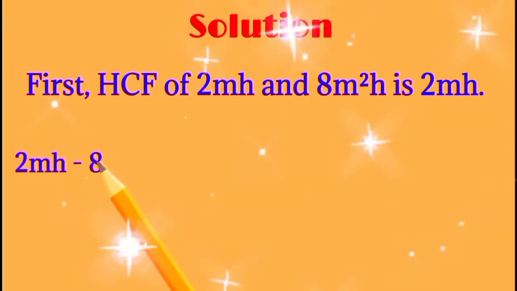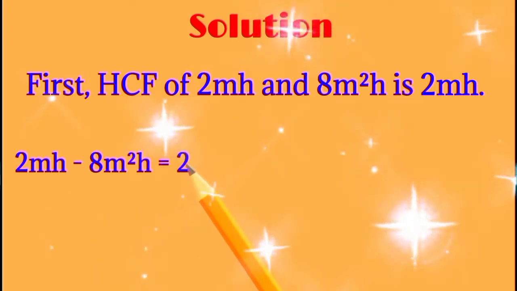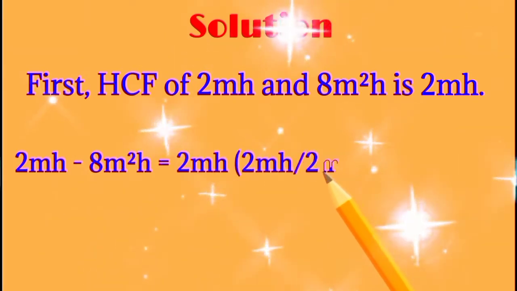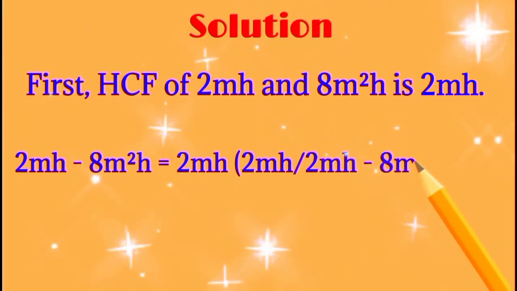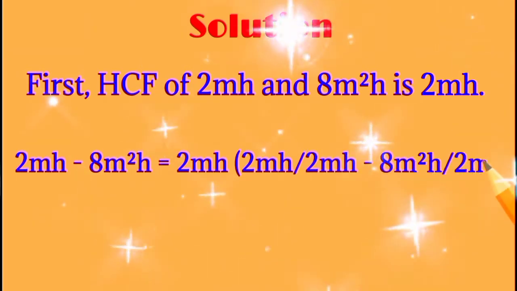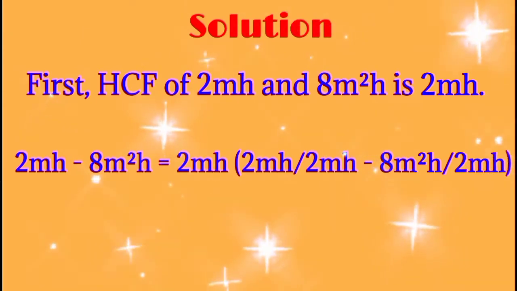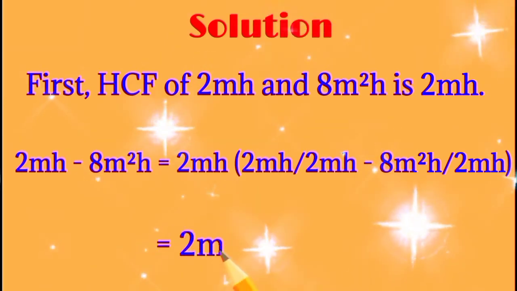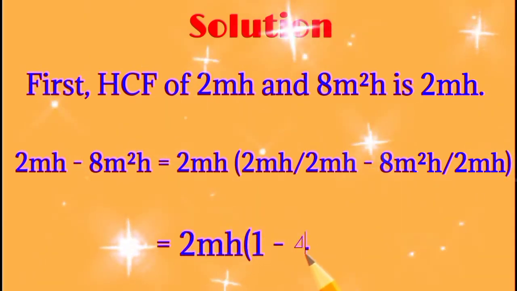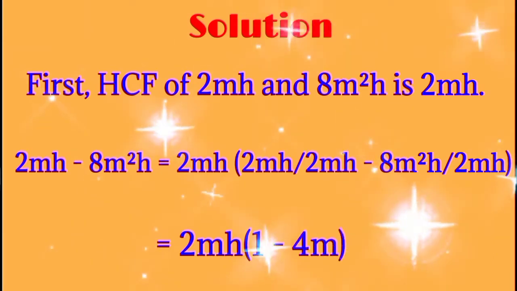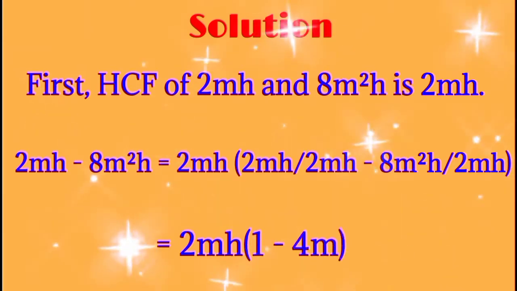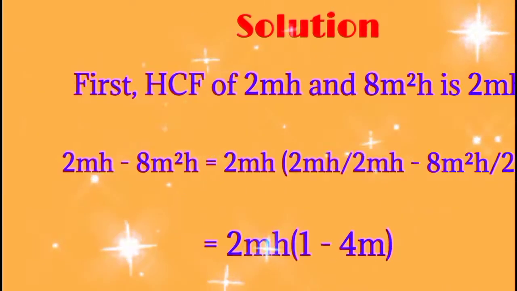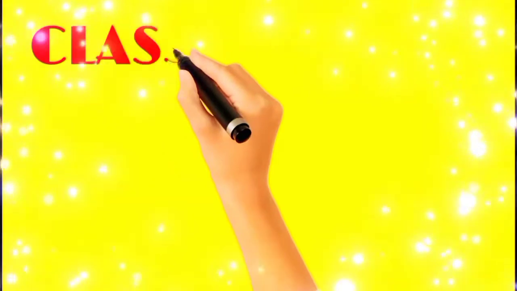So what do you do with this 2mh? You use this 2mh to divide each term in the expression, but take note, you will retain the HCF. So when you do this, you have 2mh in the bracket of 2mh over 2mh minus 8m squared h over 2mh. After dividing, you have bracket 1 minus 4m. So the final answer is 2mh bracket 1 minus 4m. You can see it's very, very easy.